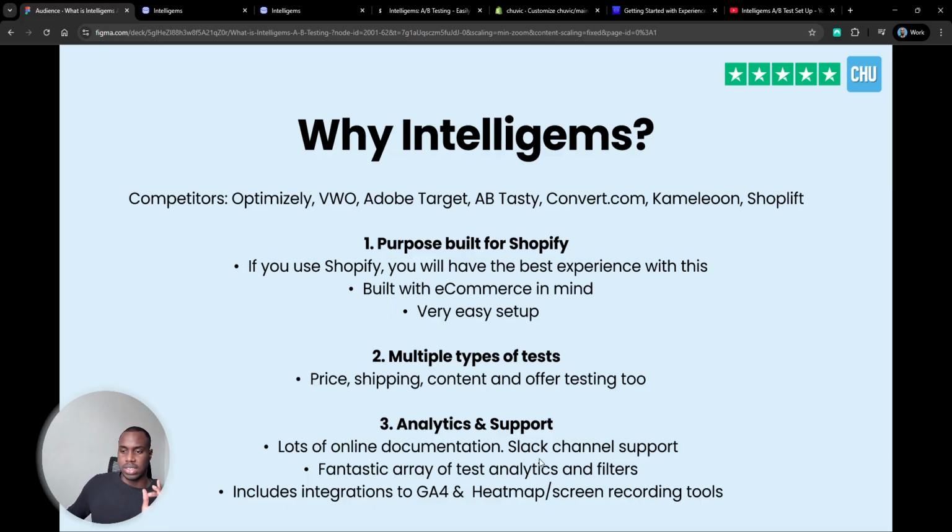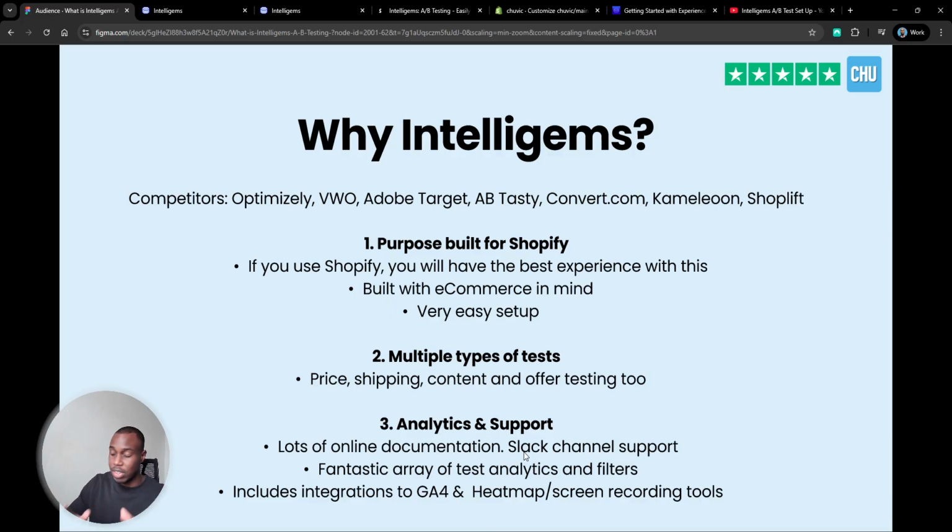Okay, other things are analytics and support. They have a really good amount of test analytics and filters, and I've been using this for years, and they've constantly improved it over time. So shout out to them. They've got a lot of different filters that you can use. For example, if you're trying to see how a test performed on desktop as opposed to mobile, you can filter down by that. If you're trying to see how a test performed with paid traffic as opposed to organic traffic, you can filter down by that. If you're trying to see how a test performed in the first 7 days compared to the second 7 days, you can filter for that.